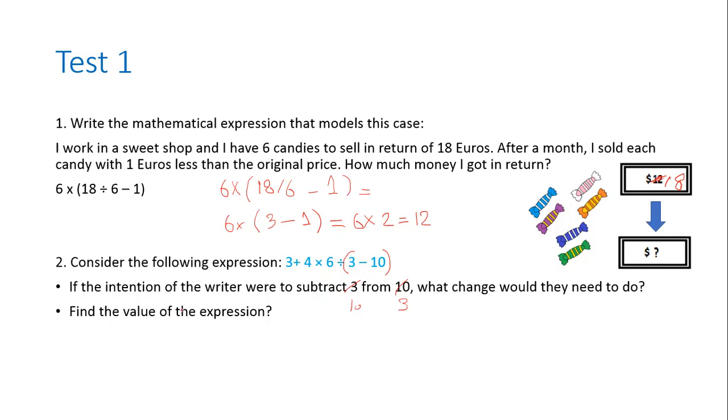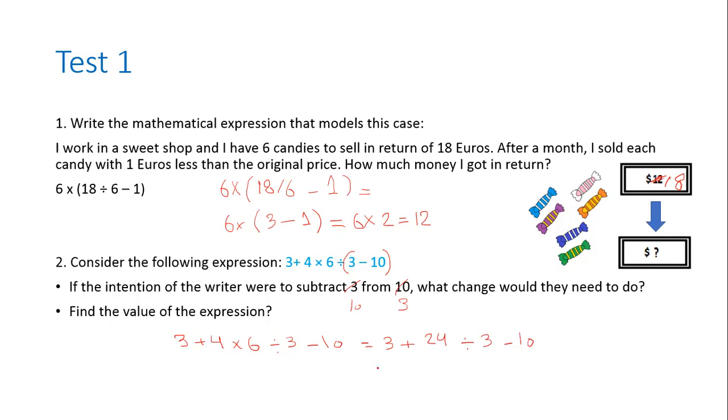Now the second question: find the value of the expression as it is without the brackets. So the expression was 3 plus 4 multiplied by 6 divided by 3 minus 10. We start performing the multiplication, then the division as we learned. So 3 stays as it is. We perform from left to right. Here the multiplication exists on the left side of the division. So 4 multiplied by 6, 24, divided by 3 minus 10.